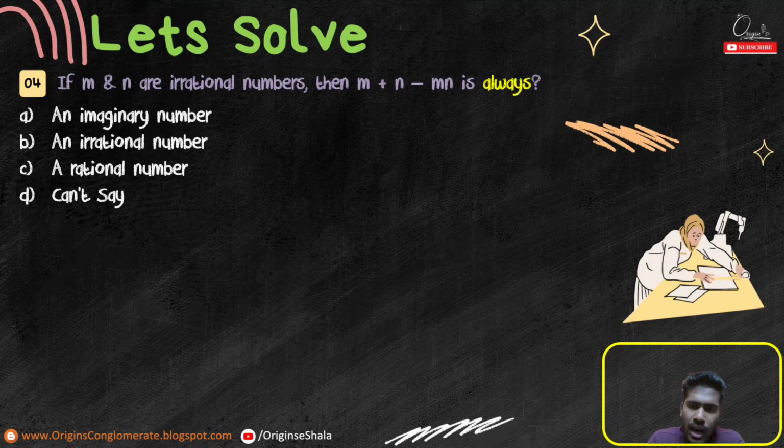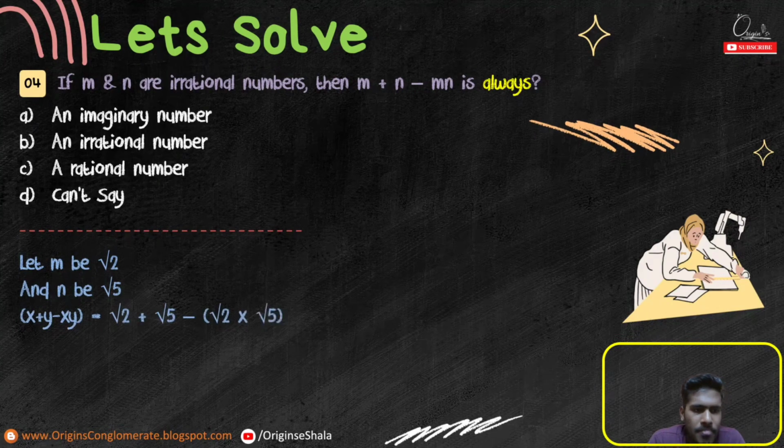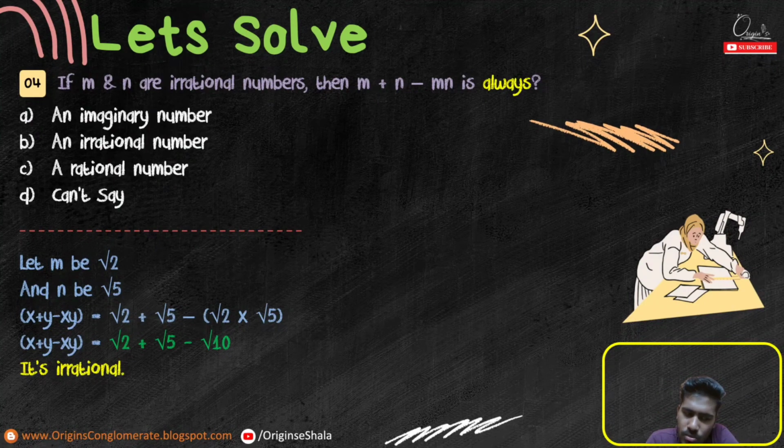And I will also show how I would do it if it were to come in an exam. Of course, it won't be coming in any exam except for SNAP or some other aptitude exams. So here it is. Let's say m is an irrational number and that is given. So I will take root 2 and n should be, let's say, root 5. Now I will solve it as per the formula: root 2 plus root 5 minus the multiplication of these two. I will get this value: root 2 plus root 5 minus root 10, and of course it is an irrational number as we cannot make any simplification of it.